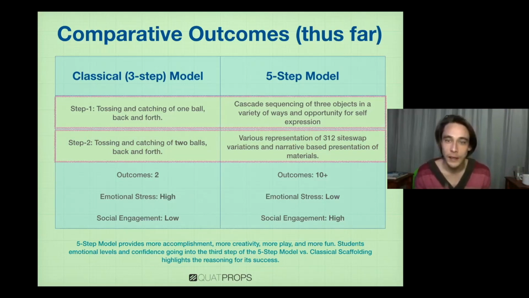Whereas in the second step of the 5-step model, we use all these variations. It's a site swap pattern called 3-1-2. With the balls, it looks like this. One ball always goes up and one ball always gets passed underneath.